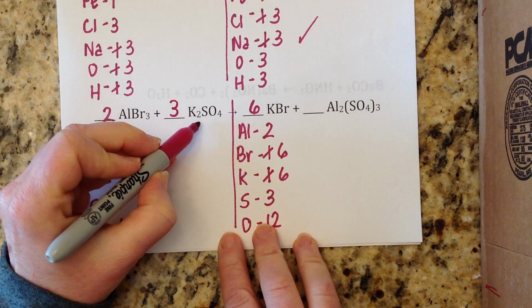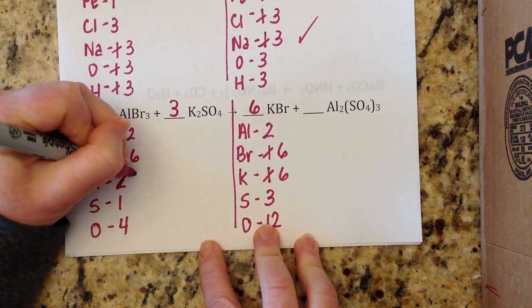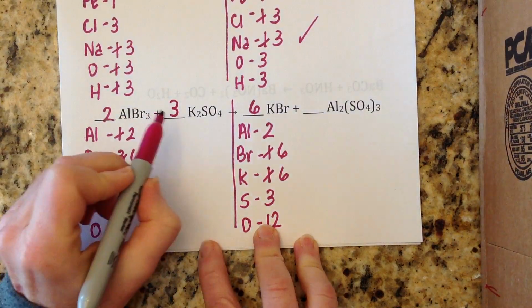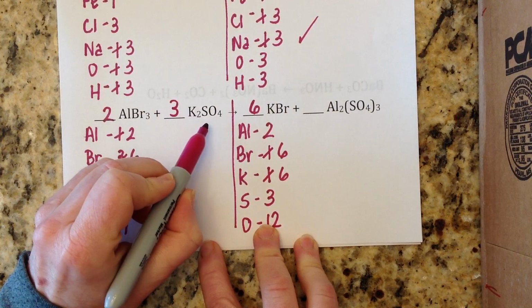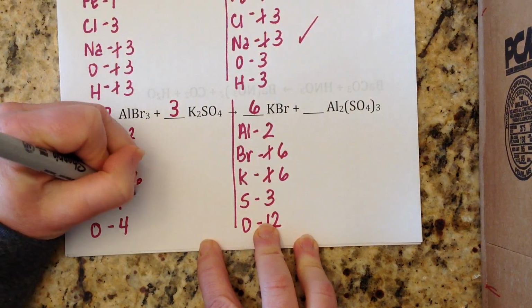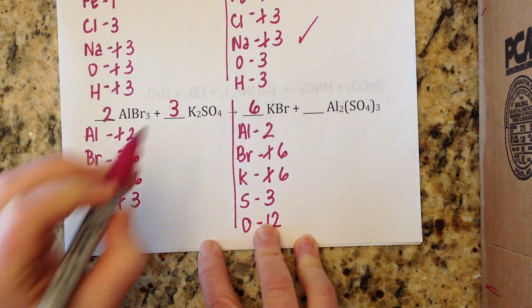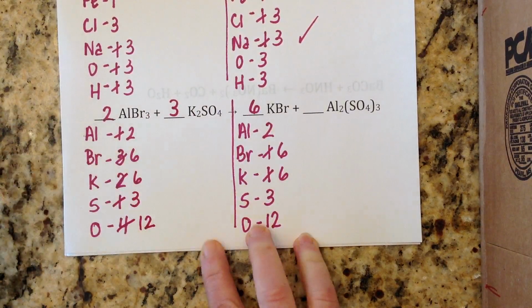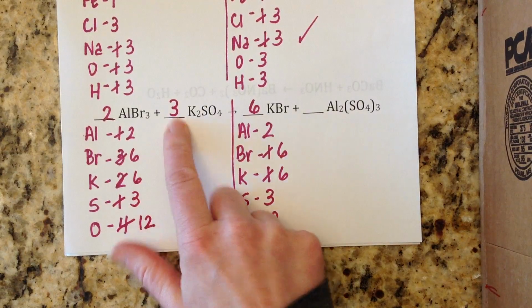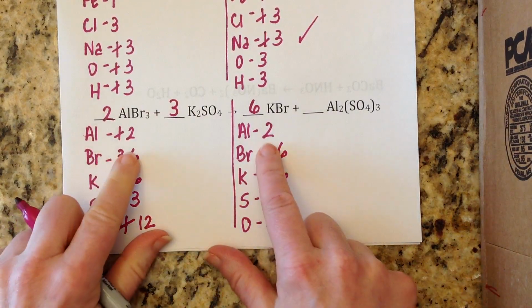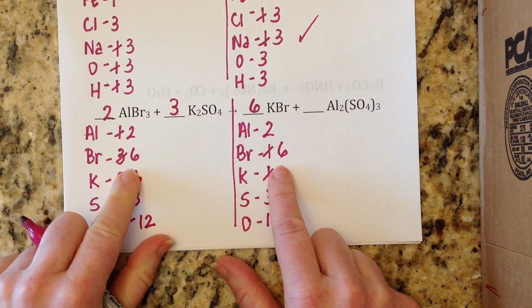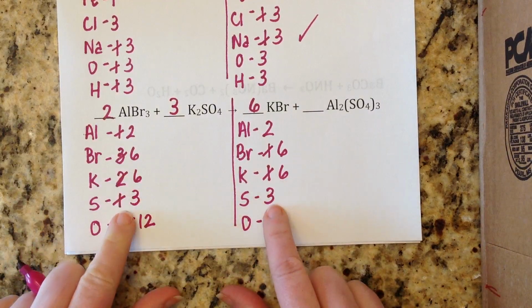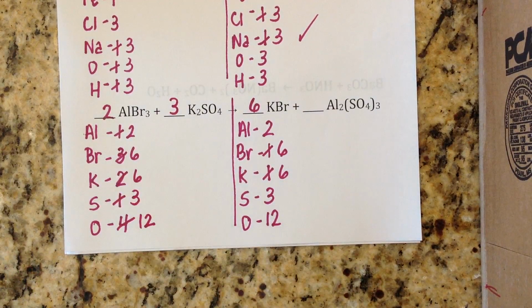Now 3 times 2 is 6 potassiums. 3 times an understood 1 is 3 sulfurs. And 3 times 4 is 12 oxygens. And look at that, that one number fixed everything else. My aluminums match, my bromines match, potassium, sulfur, and oxygen.